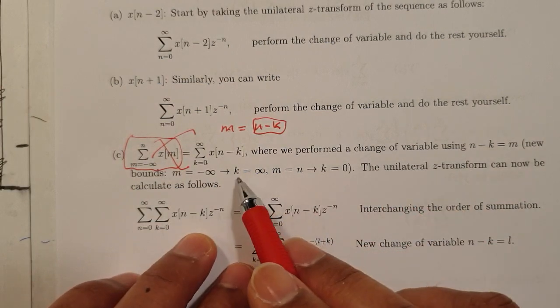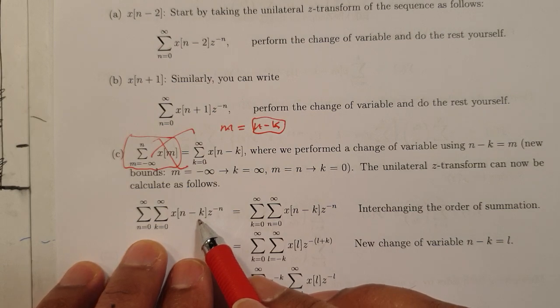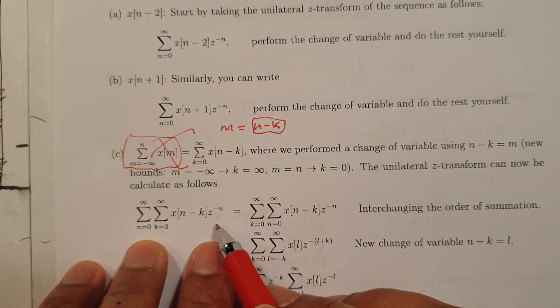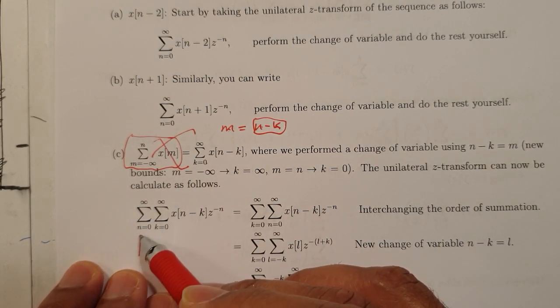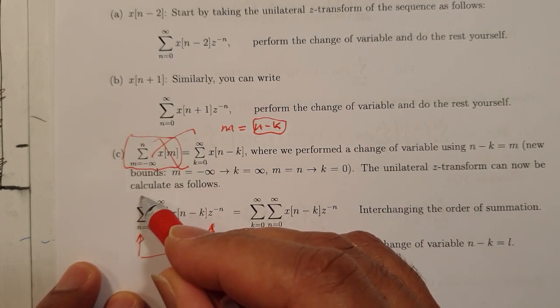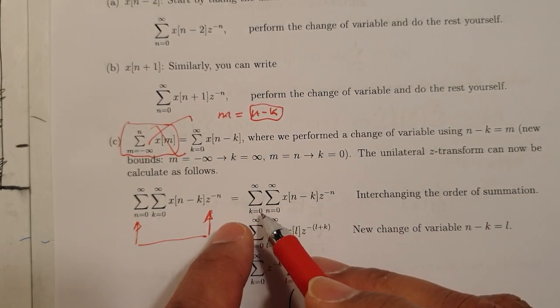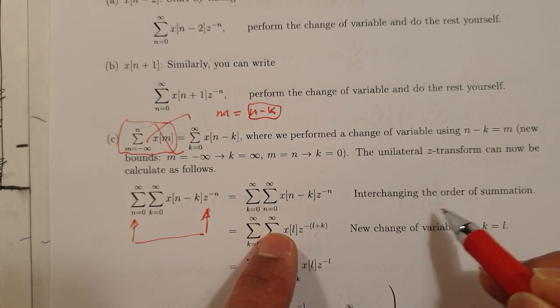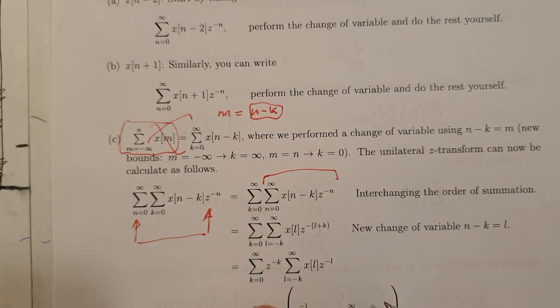That's the first change of variable. But when you set it up here already with the change of variable, and we're applying at the same time the unilateral Z transform, see this summation that was included here is the unilateral Z transform. The next step was performing an interchange of the order of summation, and the unilateral Z transform appears first.